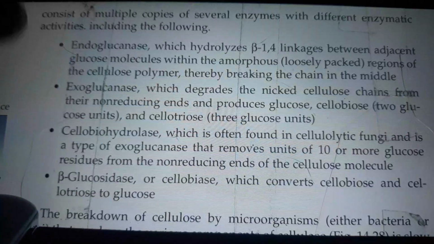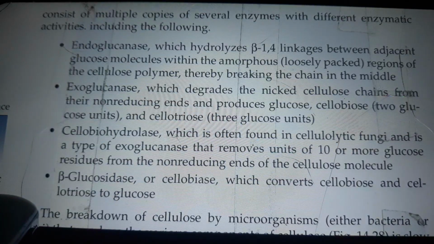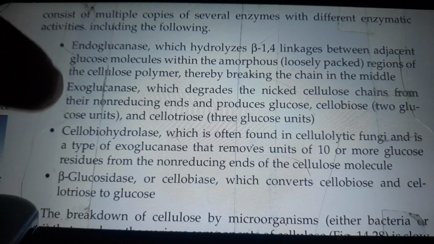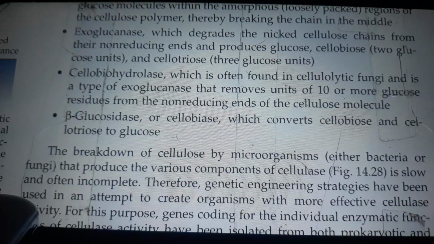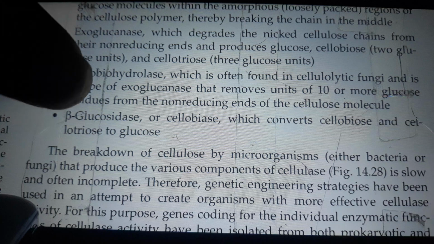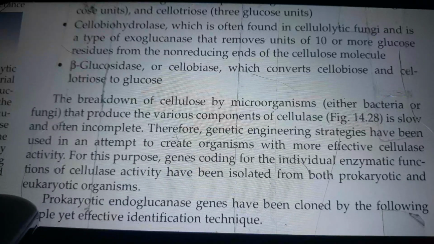Cellulases consist of multiple copies of several enzymes with different enzymatic activities, including the following: endoglucanase, which hydrolyzes beta-1,4 linkages between adjacent glucose molecules within the amorphous, loosely packed regions of the cellulose polymer, thereby breaking the chain in the middle. Exoglucanase, which degrades the nicked cellulose chains from their non-reducing ends and produces glucose, cellobiose (2 glucose units), and cellotriose (3 glucose units).